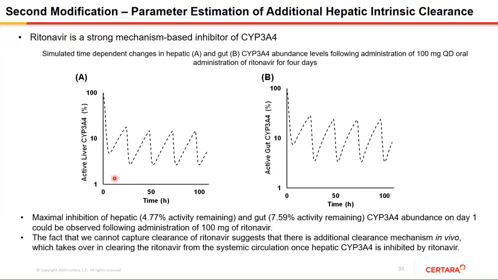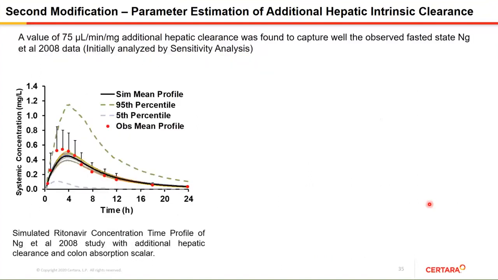So when the CYP is inhibited, some other pathway should take over in clearing the drug. So in order to account for that additional pathway, we optimized an additional clearance. And I'm going to show you why we think this is a reasonable assumption, that there is another additional clearance mechanism in vivo which helps in clearing the ritonavir once hepatic CYP3A4 is inhibited. So we optimized this additional hepatic intrinsic clearance.